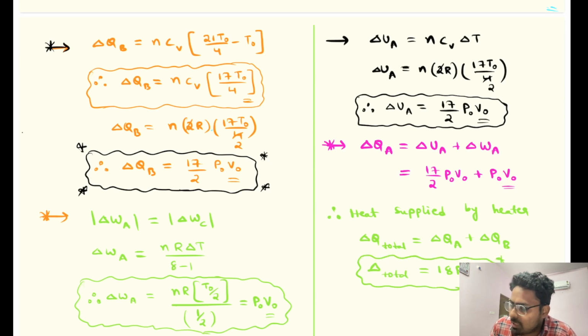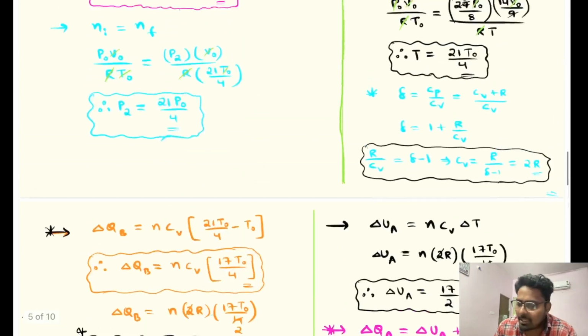Understood, right? So I hope it is pretty much clear for everyone. This is the amount of heat, delta Q total, that will be supplied by the heater, right? So I hope it is pretty much clear for you.